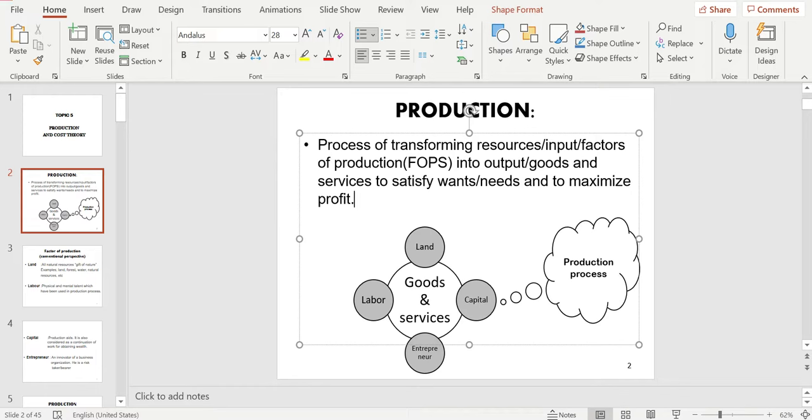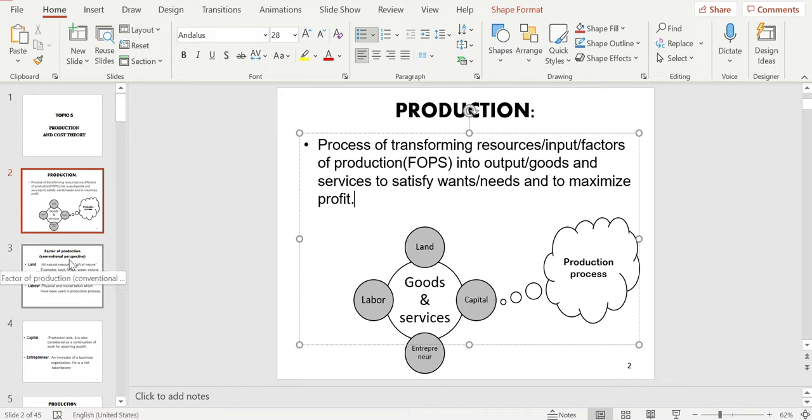It is a win-win situation, because the producer or the seller is producing something that is needed by the buyer, and when the buyer buys the product from the seller, the producer or the seller will gain profit. The ultimate objective of a producer is to gain profit. So in order to gain profit, they must produce the goods and services needed by the buyer.